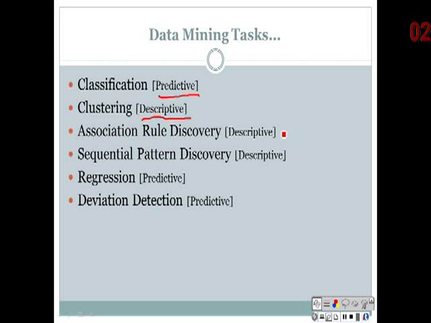Association rules also are considered descriptive. Sequential pattern discovery is descriptive. Regression also is descriptive. Deviation detection is predictive. We are predicting what kind of deviation from the major samples. For example, if you have fraud detection, you are looking at some outliers and you are trying to predict them.